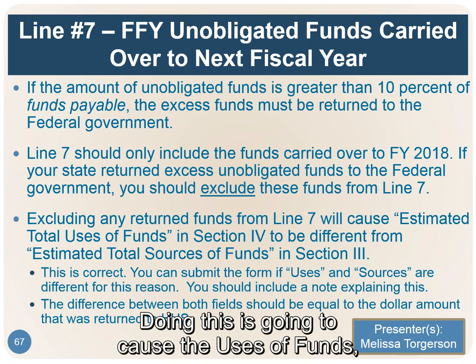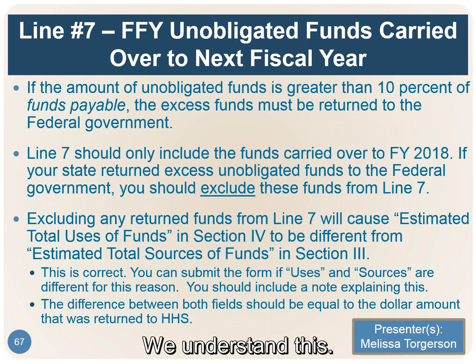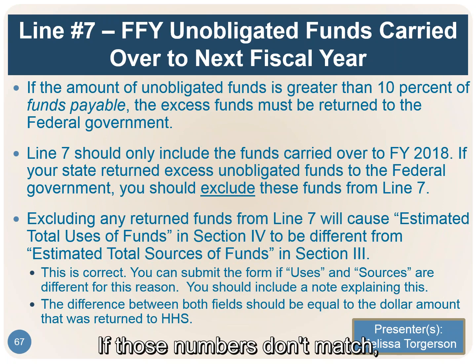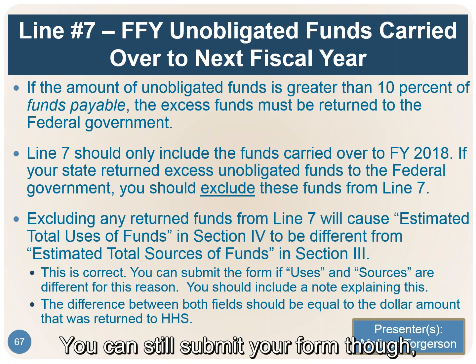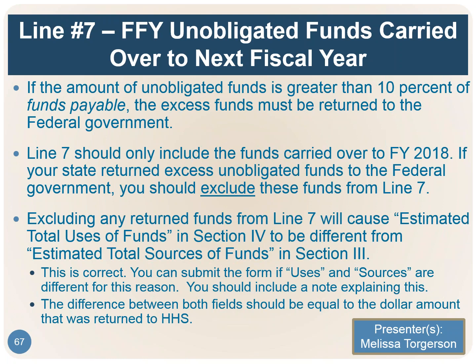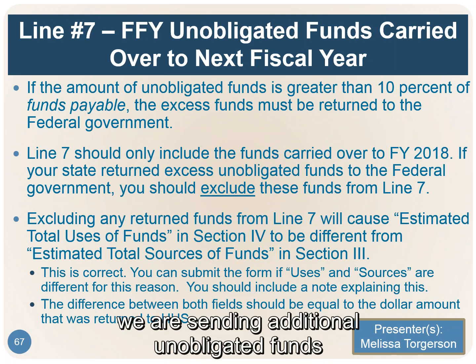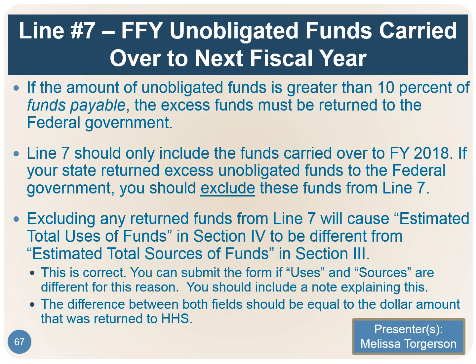Doing this is going to cause the uses of funds and sources of funds to not match. We understand this. And so if those numbers don't match, you can still submit your form. You'll get a warning. You can still submit your form, though, but you need to include a note that says we are sending additional unobligated funds back to HHS in the amount of.